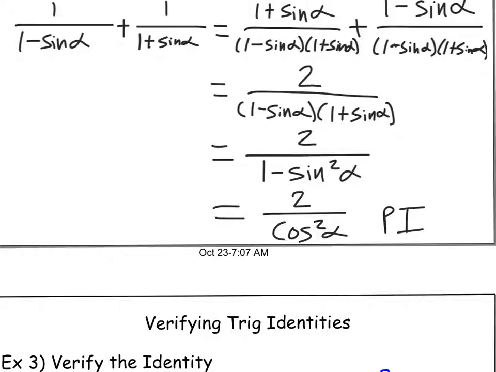Last step here to finish this one off. I could do the reciprocal of cosine, which is secant, and we got exactly where we were supposed to go. That simplifies to 2 secant squared.